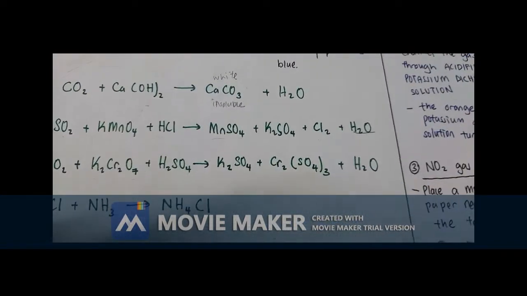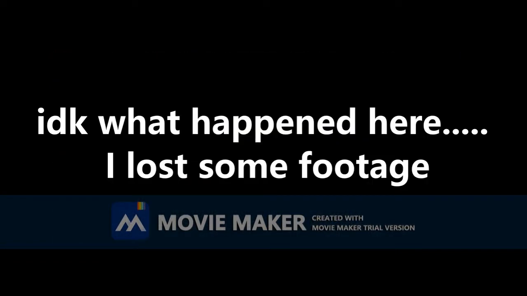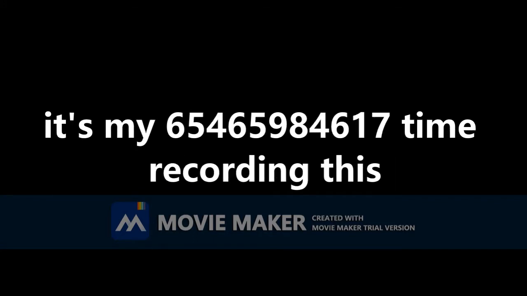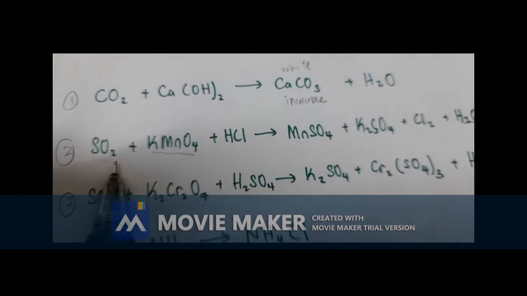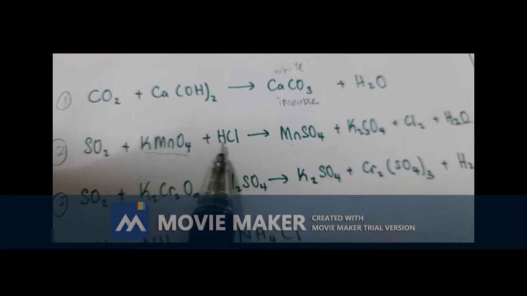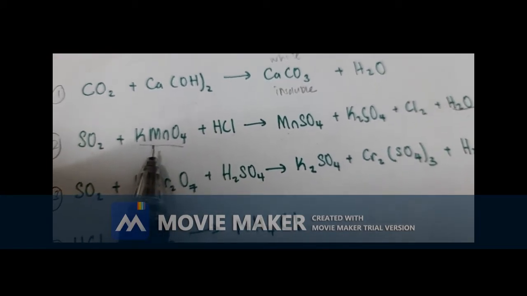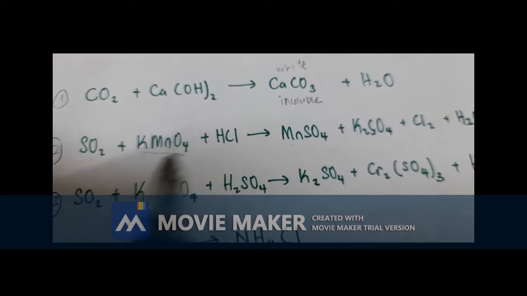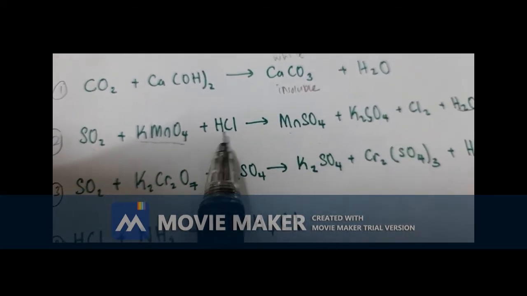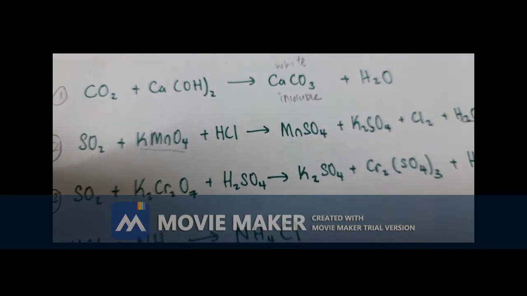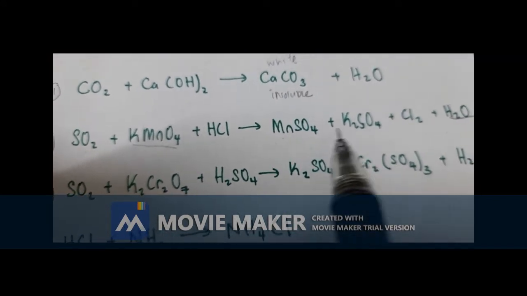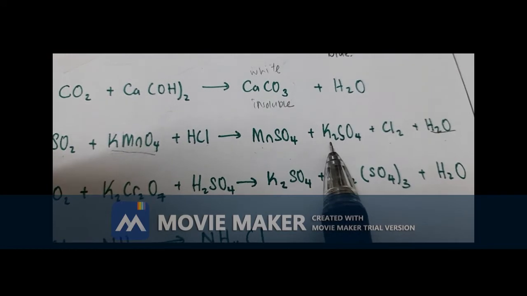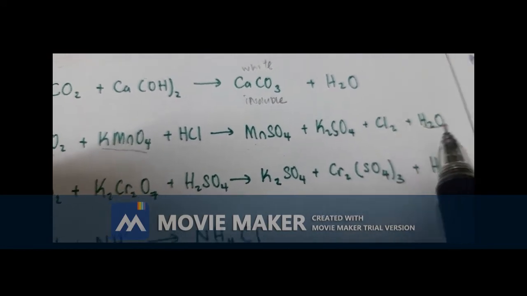Okay, so the reason why that happens is because, okay, SO2 plus KMnO4 plus HCl. KMnO4 is the chemical formula for potassium manganate 7, and HCl is here because it's acidified potassium manganate 7, so it needs an acid to make it acidified, and it'll produce MnSO4, K2SO4, Cl2, and H2O.